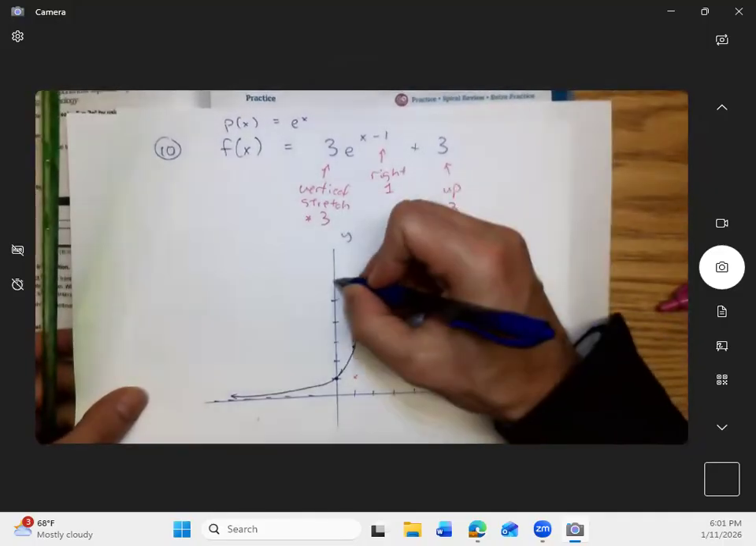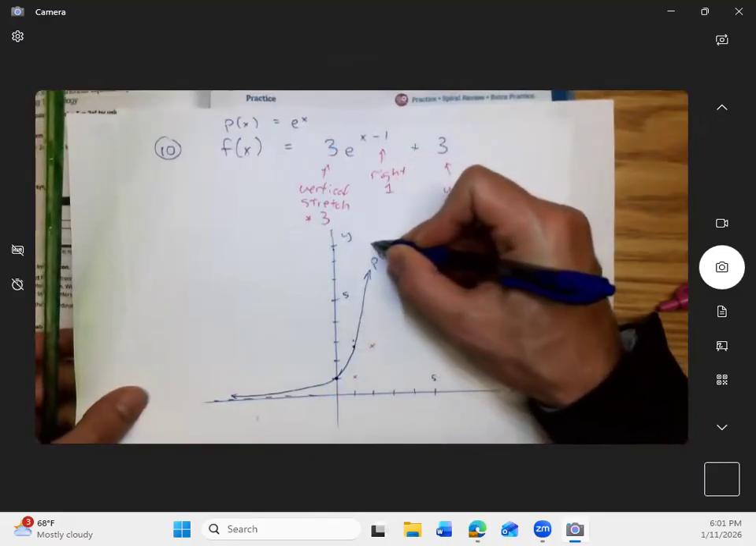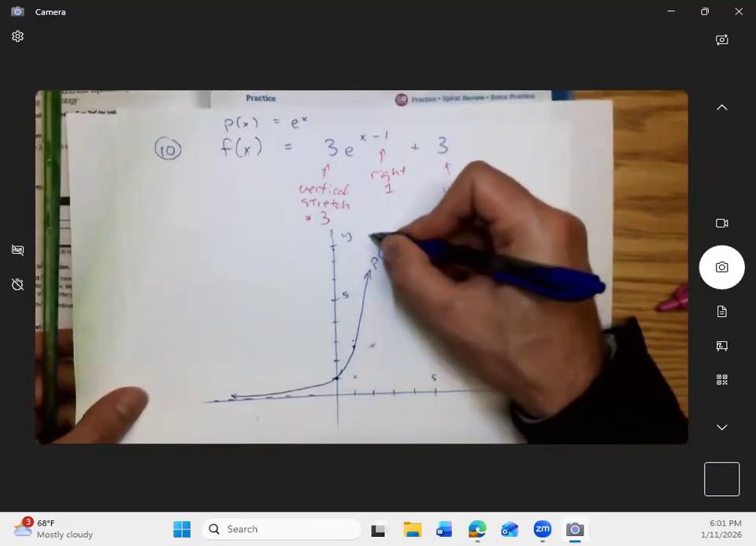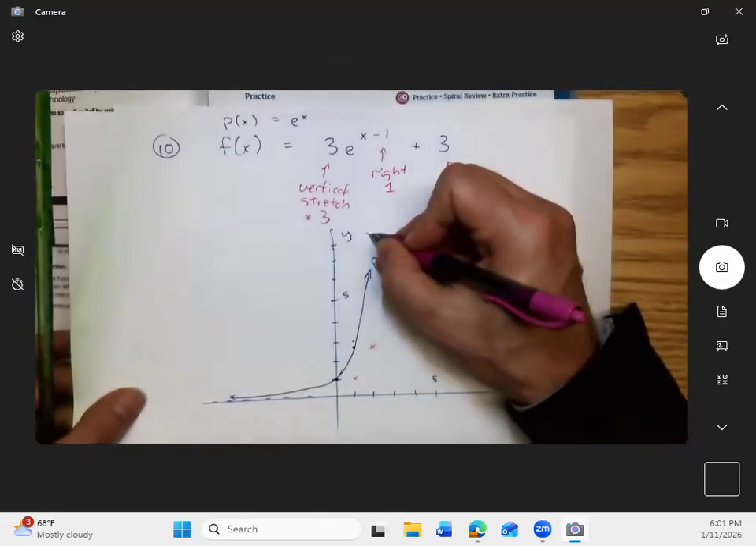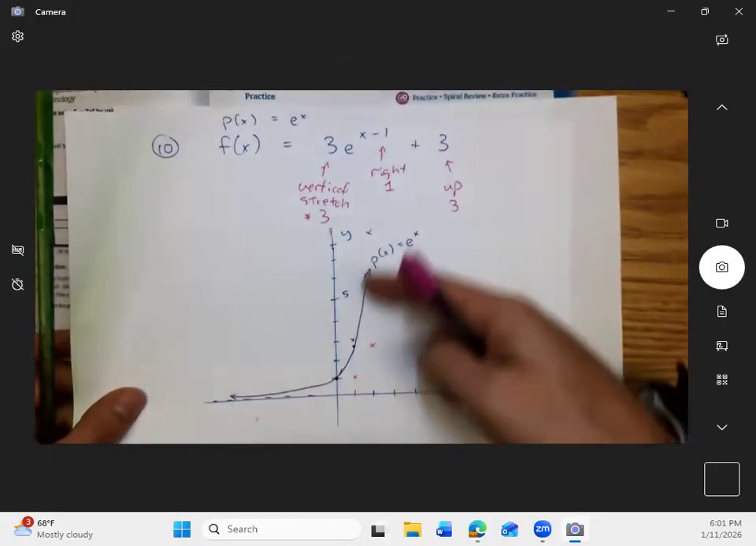Yeah, I think I can fit that. 5, 6, 7, 8, 9, just a little bit above this. That's like way 5, 6, 7, 8, 9. It's probably like way up here. Okay, so now it's got super stretched vertically.